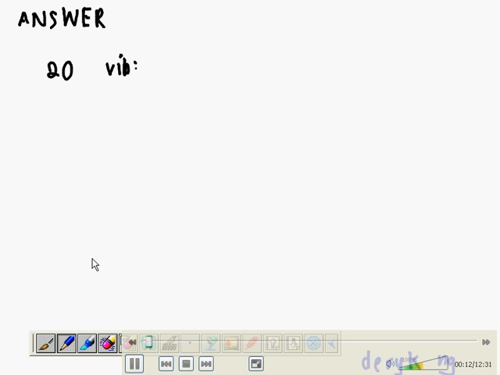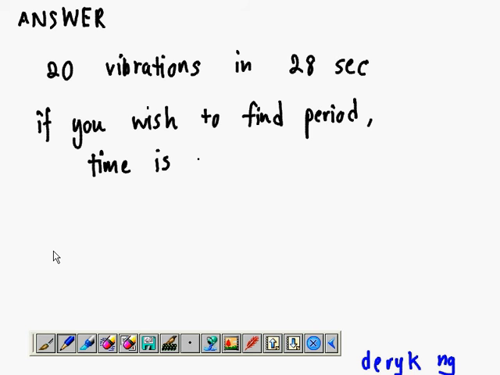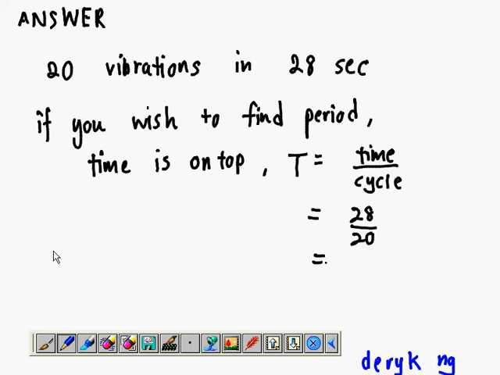Okay. Now we look at this 20 vibrations. If you want to find the period, which is the time, you have to put time on top, to be divided by the number of cycles. This is one of the fastest ways to differentiate between the method of finding period and frequency. So 28 over 20, we use time divided by cycle. So the answer is 1.4 seconds.